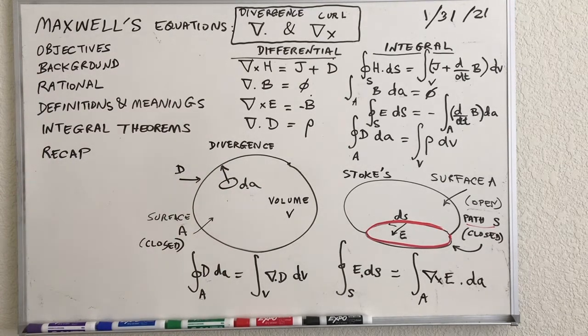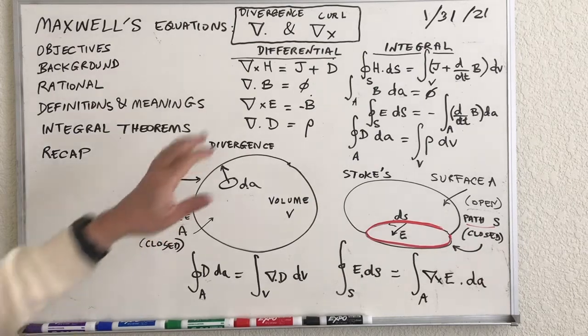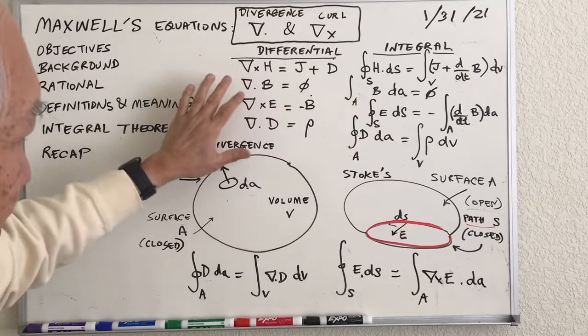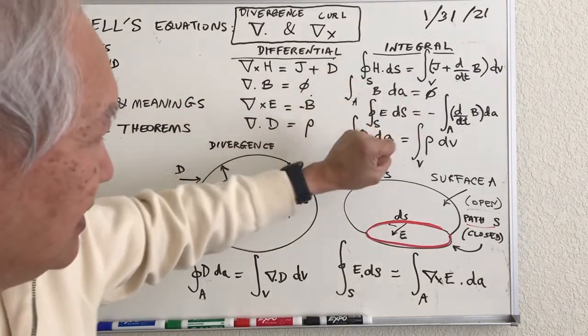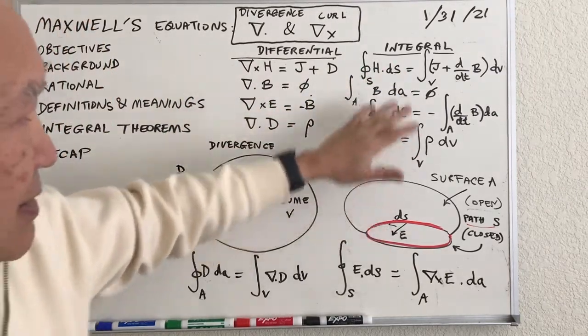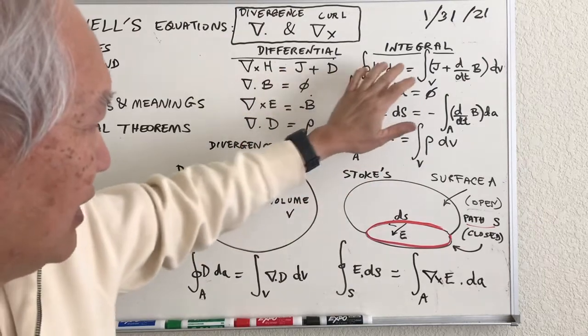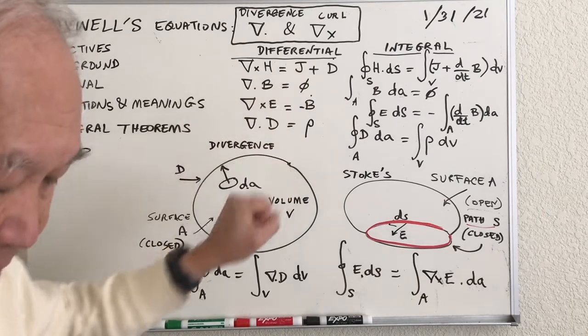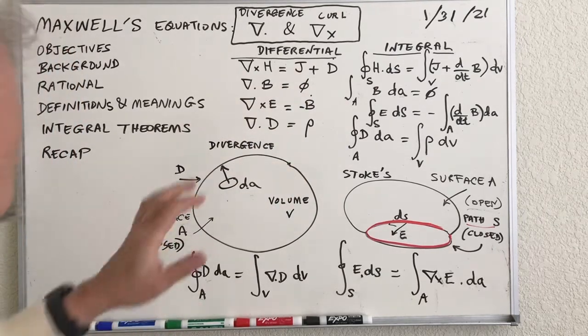Now, here on the left side, we have the differential forms of the Maxwell equations, and on the right-hand side, the integral forms of the Maxwell equations, and they are equivalent. Hopefully I don't make any mistakes on any of these things.